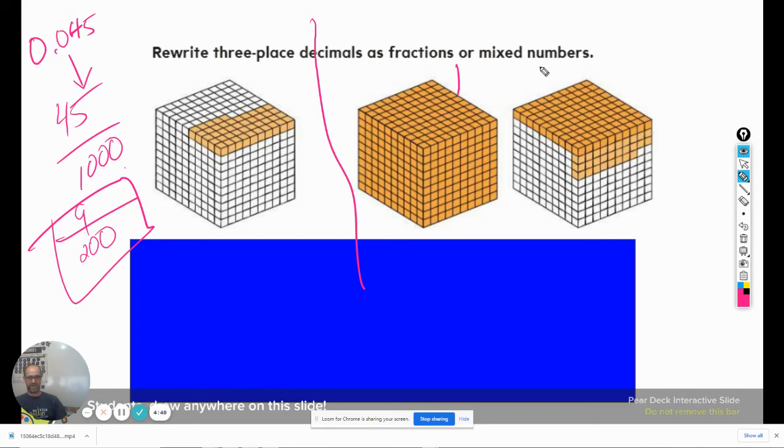This is going to be a 1 and 128 1,000ths. I could divide it by half and get 64 500ths. I could divide it in half again and get 32 250ths. I could divide it in half again and get 16 125ths. Did I do that right?